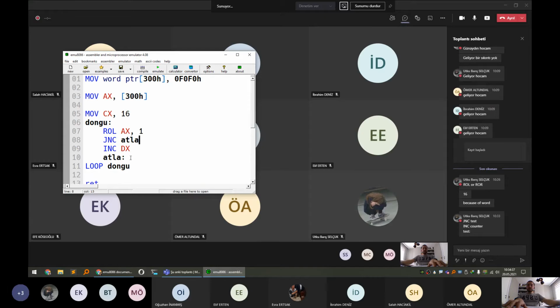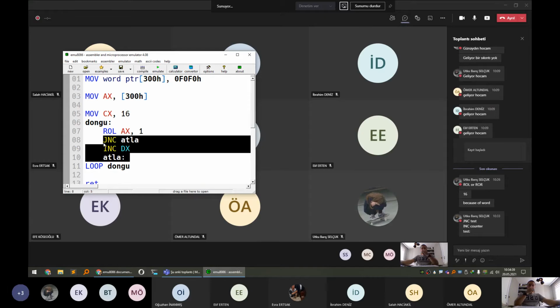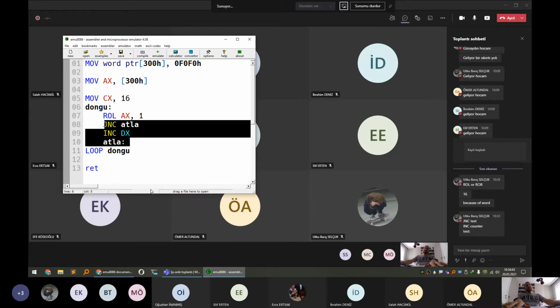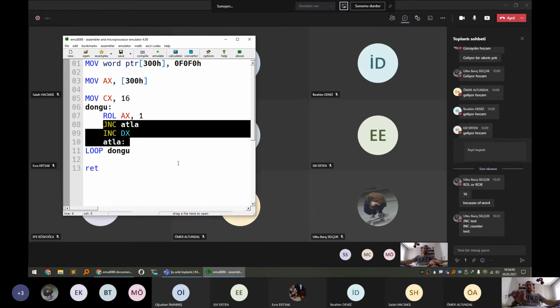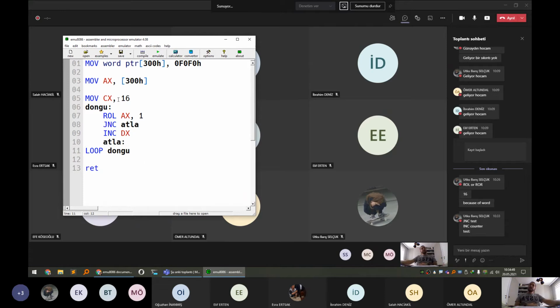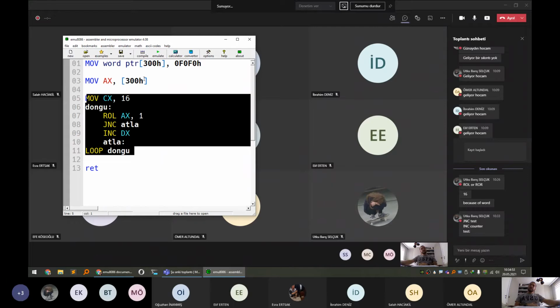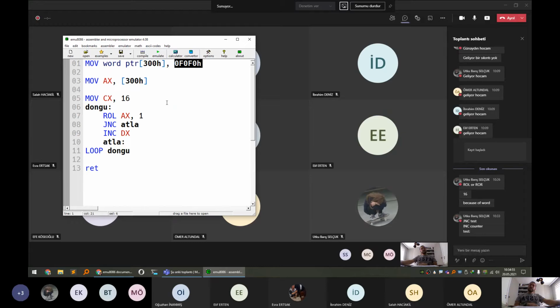Yep, I already wrote it, Utku. Thanks. But there is an easier way. Do you have any idea how I can write an easier counter for this value? How can I count the ones with rotate in an easier way? Any idea?